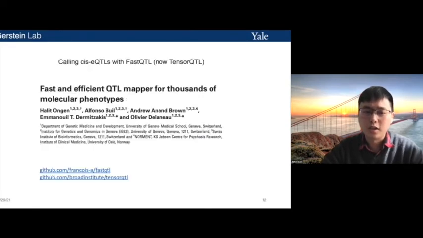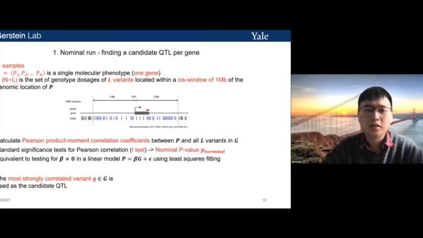So we focus on the eQTL method that GTEx uses, and they use a software called FastQTL. The following things I will describe are the details of this algorithm. The first part is the simplest part, that is just the linear regression. They call it a nominal run, and that is to find a candidate QTL for each gene.